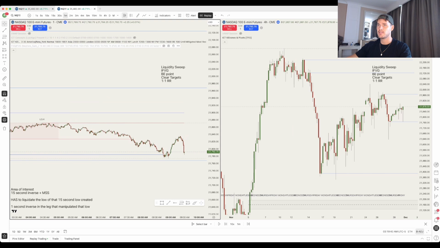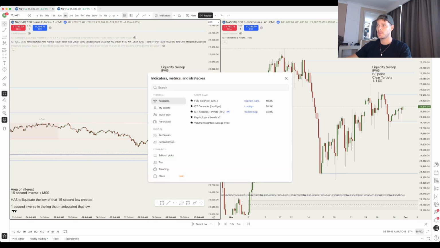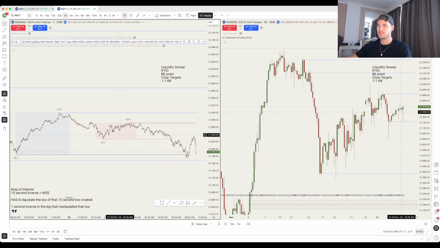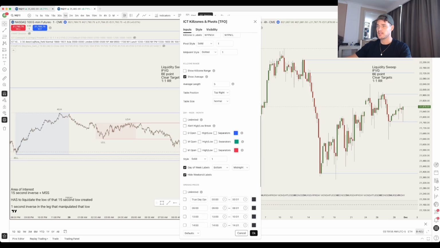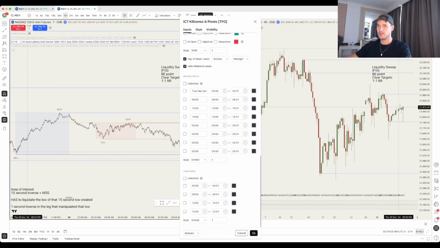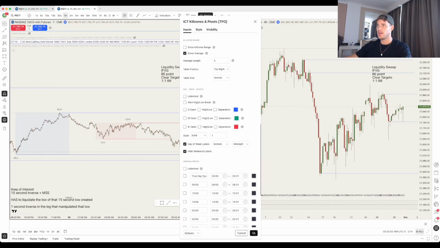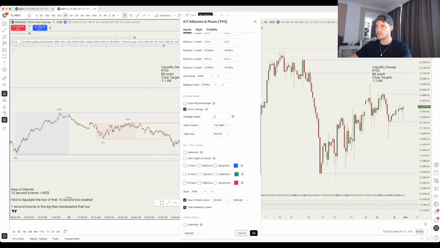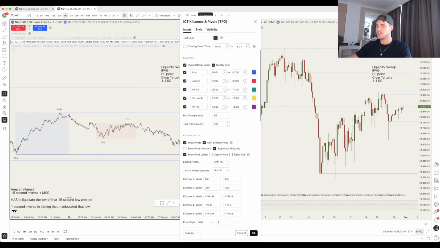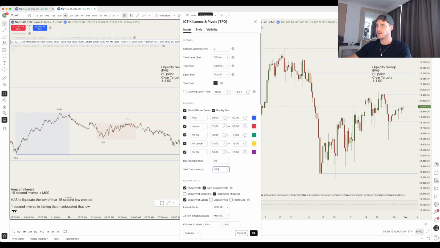Now, if you want the sessions, I want you to go to indicators and type in ICT kill zones and pivots, and then just use this one for now. Alrighty, go into the settings. I like to keep mine super transparent so the sessions are nice and faded. If you have them at 100%, for me it's just too much on the eyes. So you can change that by going to text transparency. I go to 100. If that's any lower, you'll see London and Asia at the back, and then the box transparency is at 95.